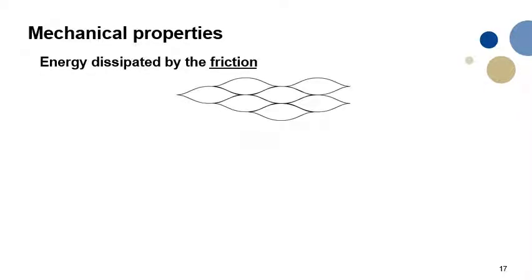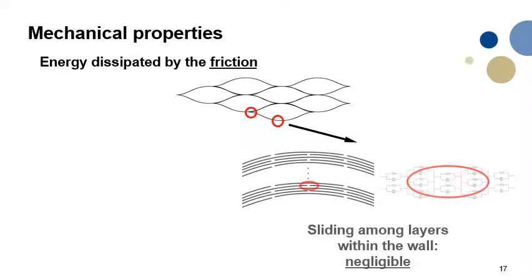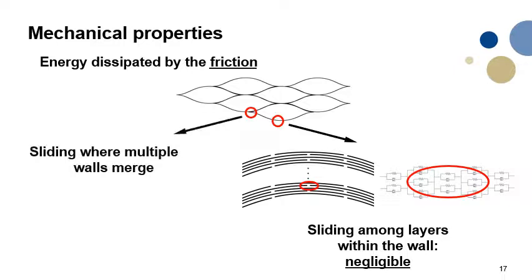The mechanism of energy dissipation is based on friction. So the layers can slide within the cell walls, far from the edges of the single cell, but this contribution seems to be negligible compared to the contribution of the sliding, so of the friction forces that are born where the multiple walls merge.